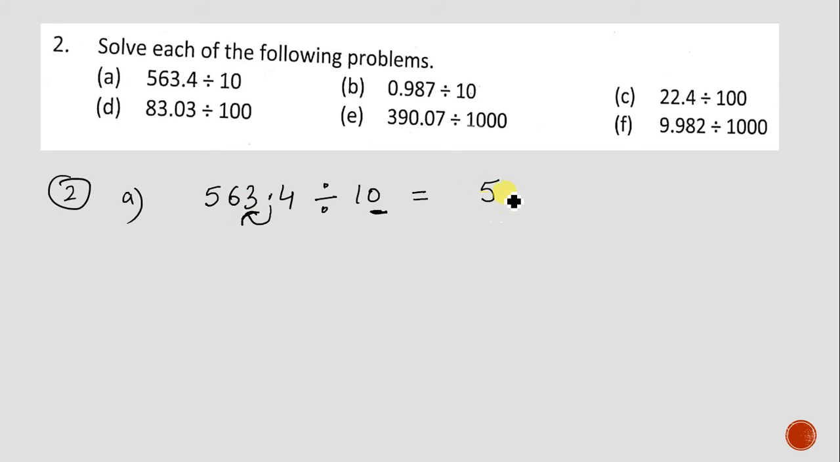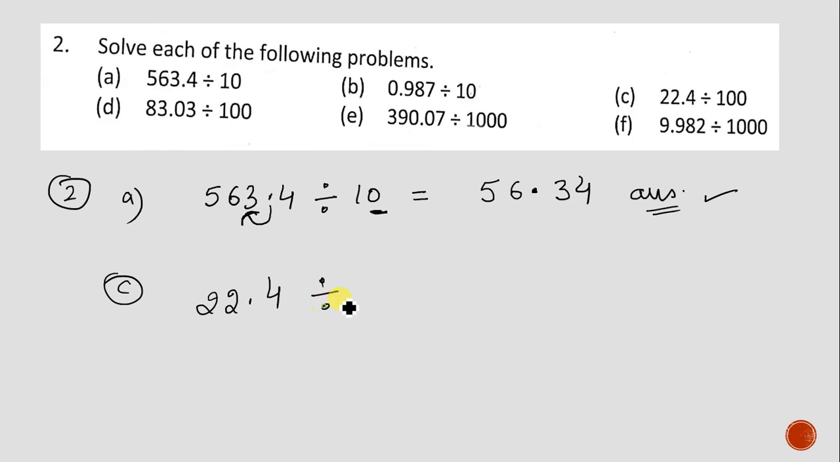So here you are going to shift decimal place from right to left. So if I shift the place, then the decimal will be here. So the answer will come 56.34. Clear? Let's take next one.